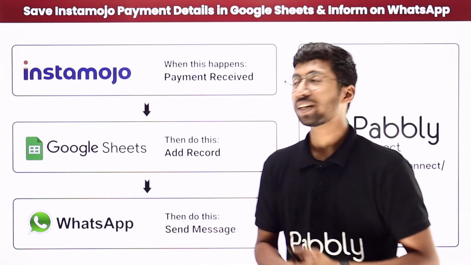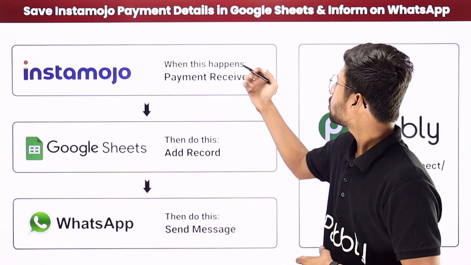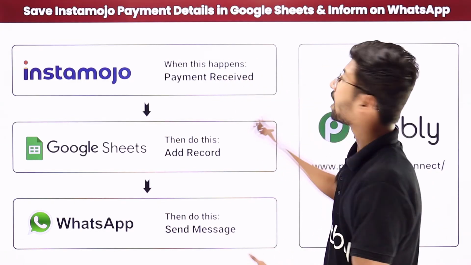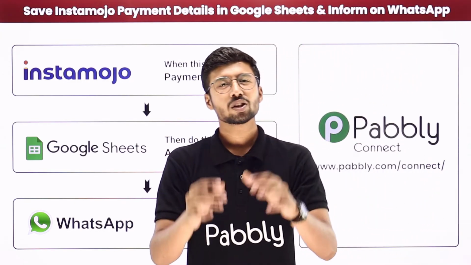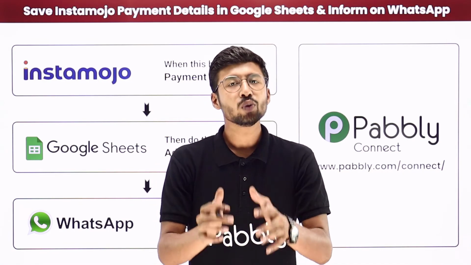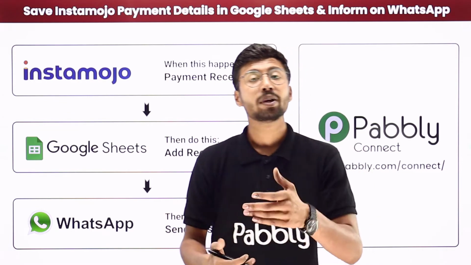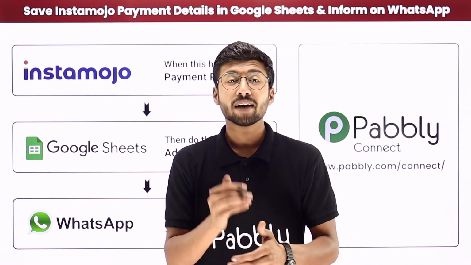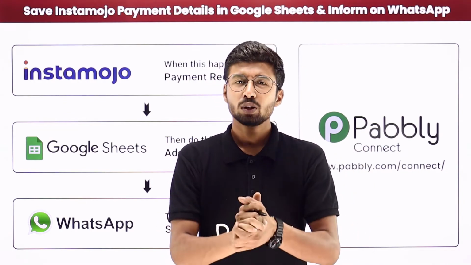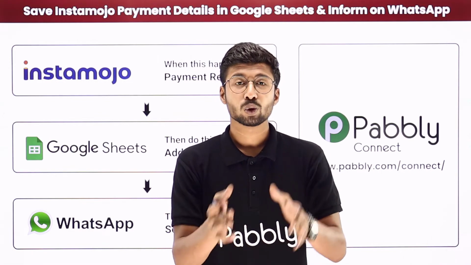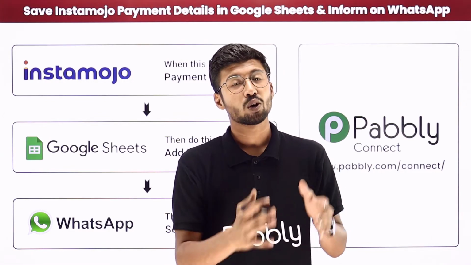So the topic for today's video is save Instamojo payment details in Google Sheets and inform on WhatsApp. Now suppose guys you are a business owner and you are using an online payment gateway just like Instamojo to collect the payments from your customer. Now you want every time a customer makes a payment, you want to add the details of that payment into a Google Sheet so you can have a record of all the payments.